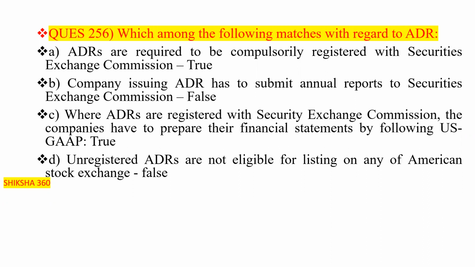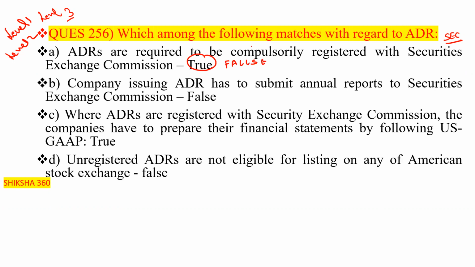We know that there are different levels under the sponsored ADRs: level 1, level 2, level 3. Under level 1, they are not necessarily listed on the stock exchange. SEC is known as the Securities Exchange Commission. It is not compulsory, so this statement is false and is not our answer.